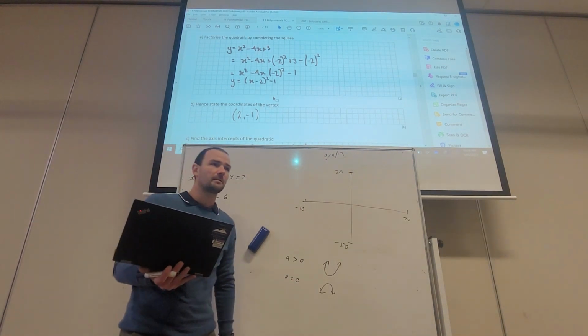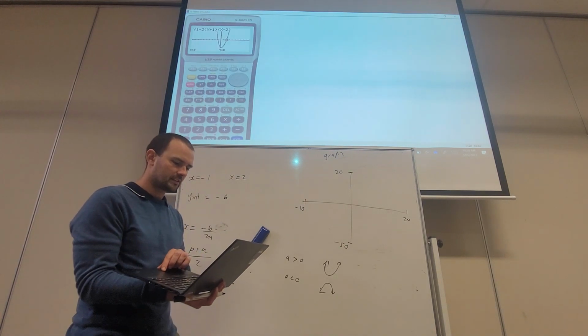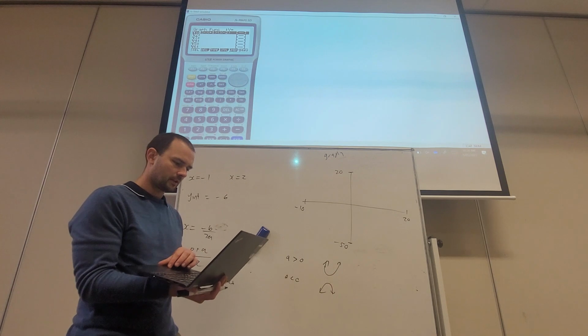Factorize the quadratic by completing the square. The quadratic we've got is x squared, take 4x plus 3.